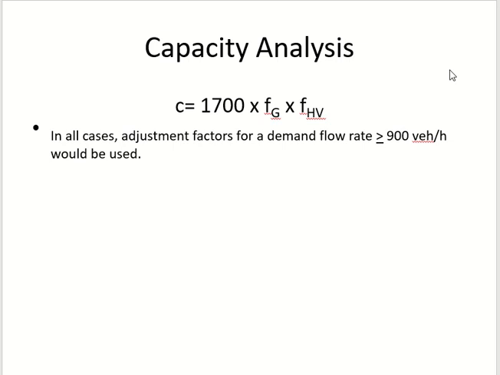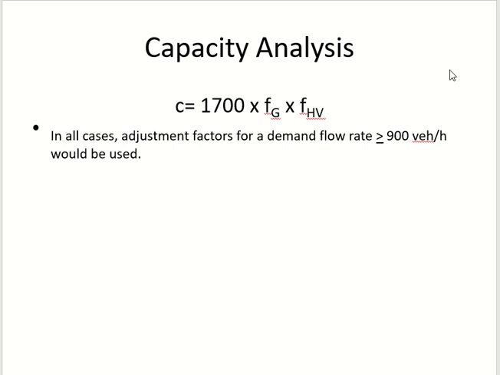Okay, and how do we define capacity? What is the definition of capacity? Maximum volume, because I said flow now. So maximum, right? And 1700 is also maximum. So what's the difference between C and 1700? These factors, right? So 1700 is ideal. You cannot reach ideal because then we have the heavy vehicles and these things.